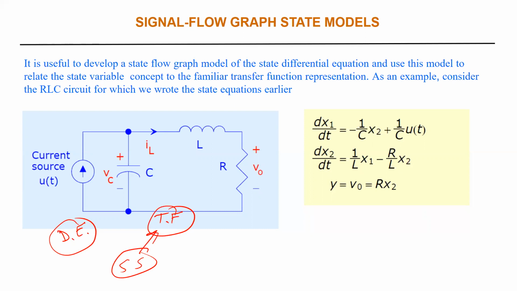Are they related? Of course, we can get the transfer function directly without the state space. But suppose I have the state space representation, how do I find the transfer function from V to U? I would like to use the concept of signal flow graph to do that.